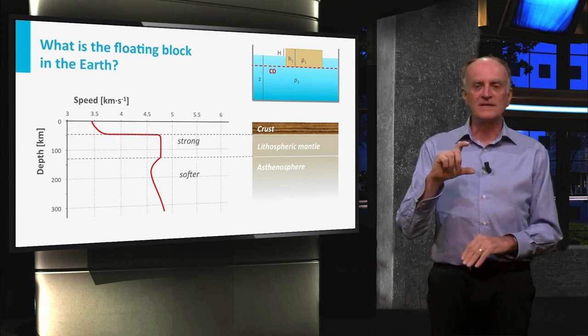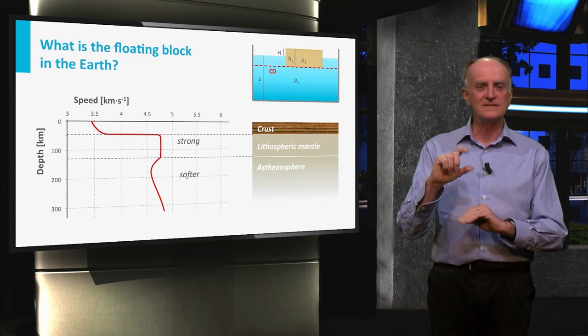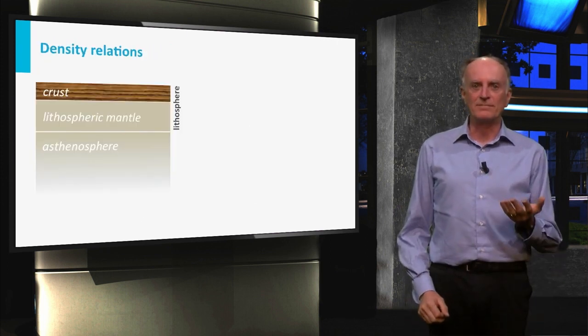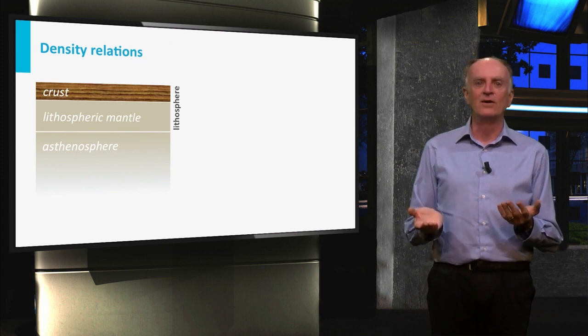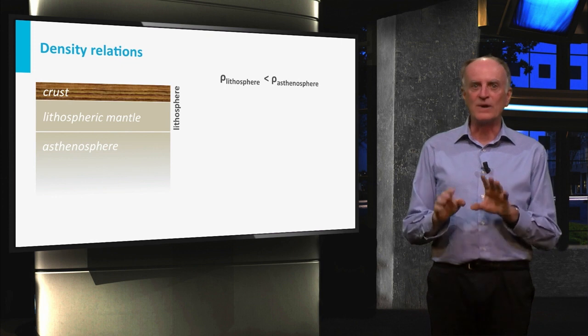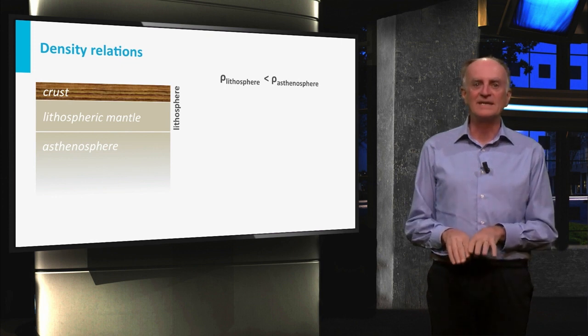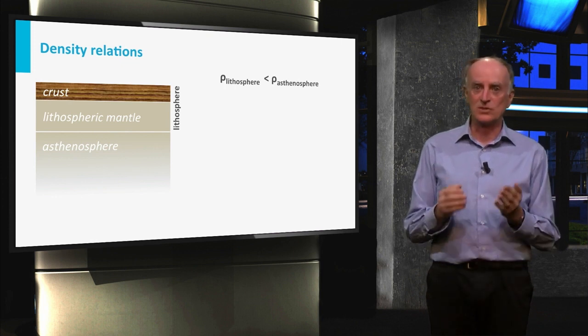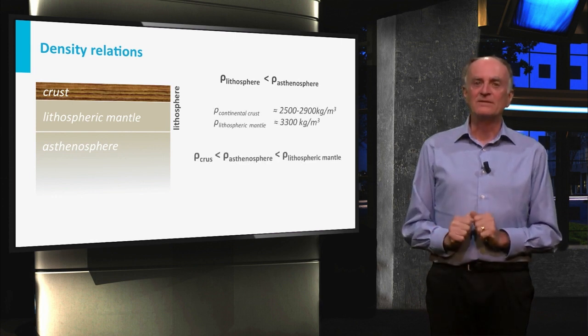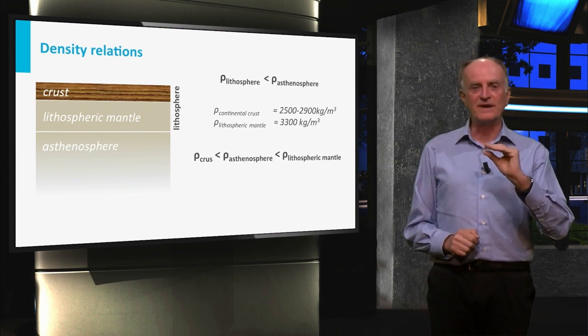The floating block is the lithosphere. The fluid is the asthenosphere. Let us look at the density of the floating block, the lithosphere, and of the displaced fluid, the asthenosphere. The simple fact that we are standing on the lithosphere implies that its average density is lower than that of the asthenosphere. But we know that the lithosphere is composed of two layers with very different densities.